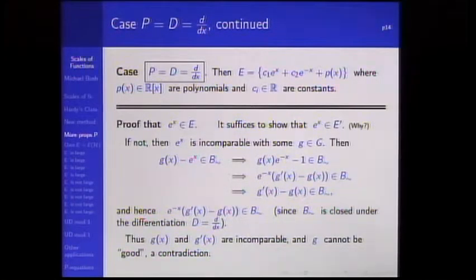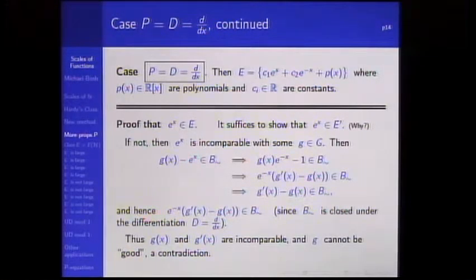I did not prove it in general. I proved it under the condition that I know e to x is comparable with every good function. To prove that it is comparable with every good function is a very trivial calculus exercise, written here. Assume that e to the power x is incomparable with some good function g.